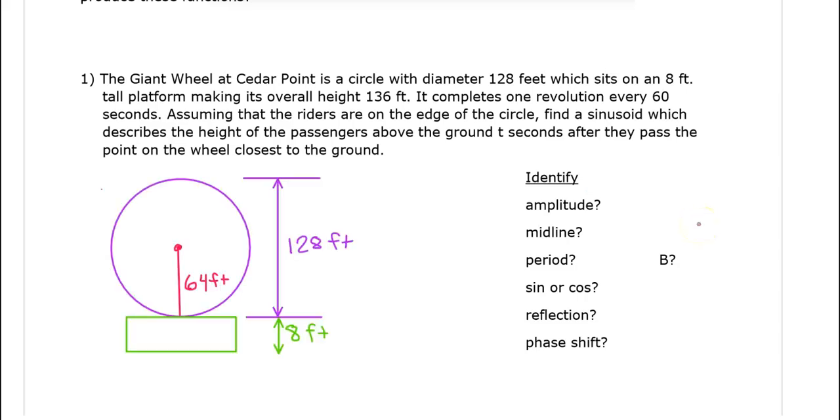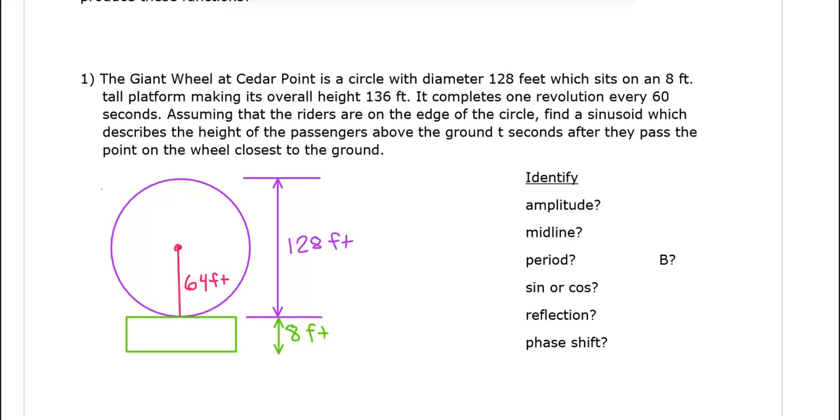There's an image that we have right here to go ahead and kind of recreate what we're seeing. So it's telling us that there's a circle with a diameter of 128 feet. So here's my circle with a diameter of 128 feet. If it has a diameter of 128 feet, that also means it has a radius of 64 feet. And it sits on an 8-foot tall platform. So that's what this little box is here, that 8-foot tall platform that this Ferris wheel is sitting on top of. So having a visual really makes this a lot easier.